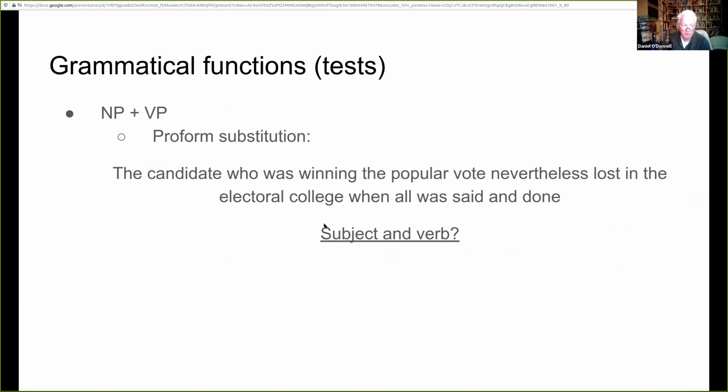The candidate who was winning the popular vote nevertheless lost the electoral college when all was said and done. I want you to tell me, and everybody's got to write this down, what is the subject and what is the predicate of this sentence? Or conversely, since sentences consist of one noun phrase and one verb phrase, there's more complicated things than that, but for right now, what is the noun phrase and what is the verb phrase?